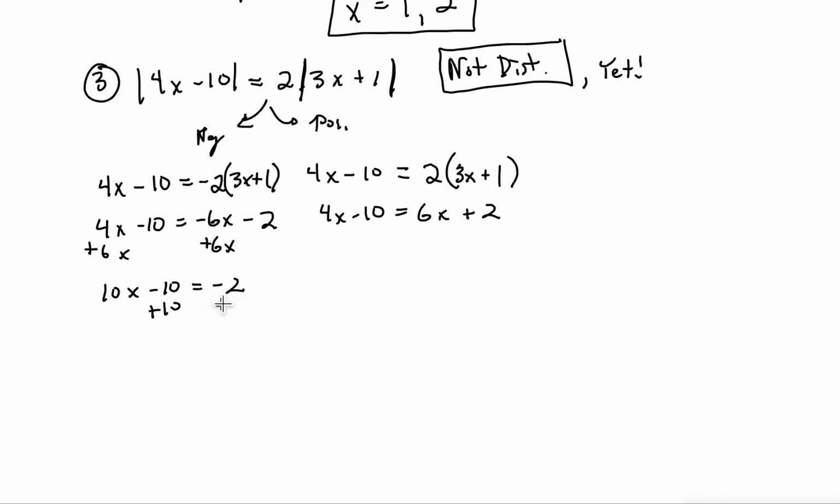Add 10 to both sides. So 10x equals 8. Divide by 10. And remember, we always have to simplify. Oop, I forgot my x. X equals 4/5.